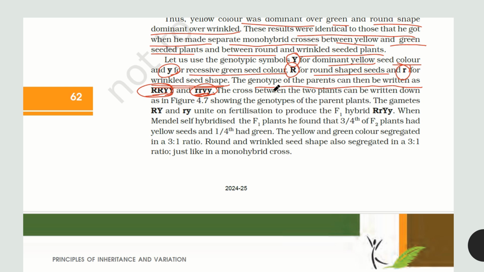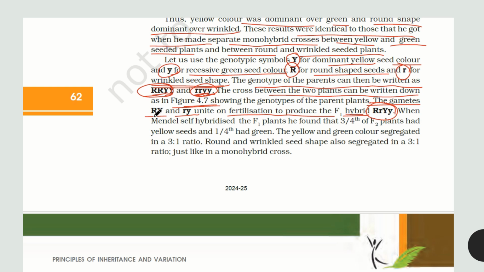Now the cross between the two parents can be written down as shown in figure 4.7. We will see the figure, the Punnett square, how it is written and how the genotypes as well as the phenotypes are shown. The gametes RY and ry unite on fertilization to produce the F1 hybrid plant, that is RrYy.